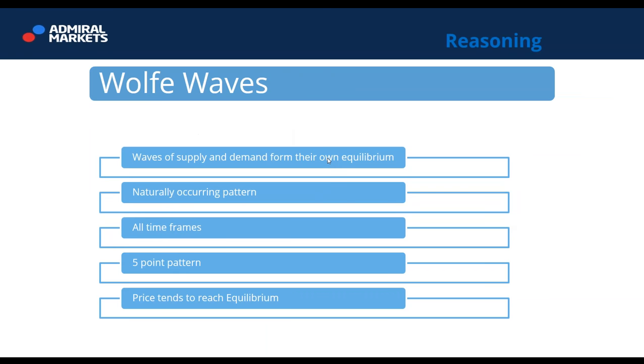The reasoning behind Wolfe waves is that those are waves of supply and demand. And those waves form their own equilibrium. Now pay attention, this is the basic definition of Wolfe Wave that is also indicated by the creator of the Wolfe Waves, Mr. Bill Wolfe. In his teaching, he implied that those are waves of supply and demand. Well, guys, in my teaching, definitely I can say it's the truth, but waves of supply and demand for me are POC zones. So I will always look for some important part of confluence within the chart to further filter potentially bad signals with Wolfe waves.